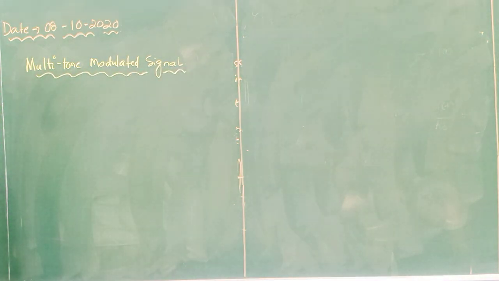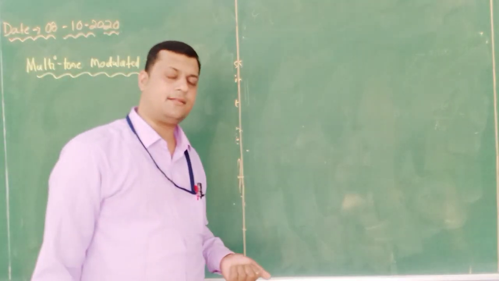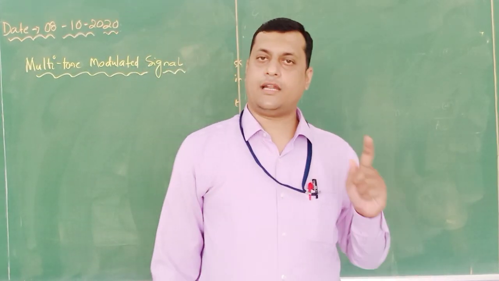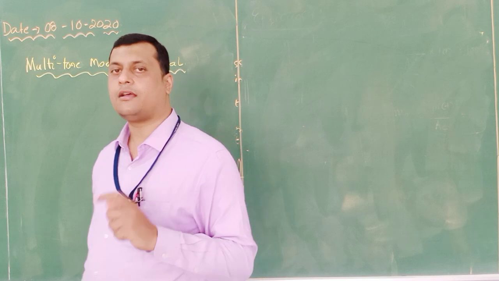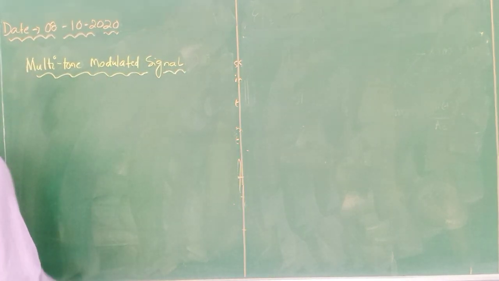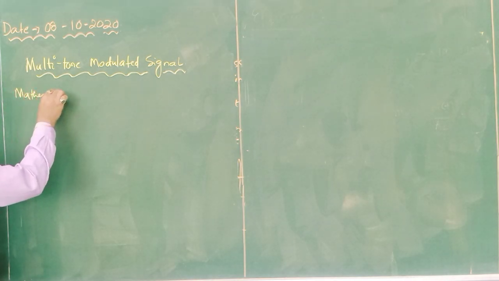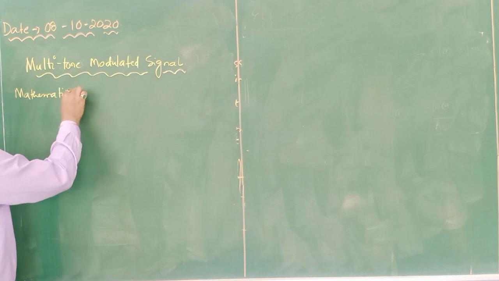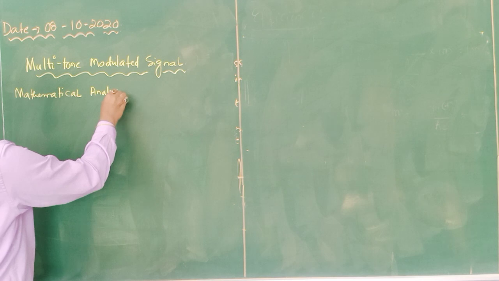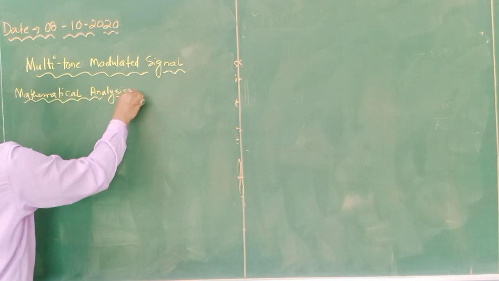So this is the multi-tone signal. Now, as the word multi-tone means, your modulating signal must consist of more than one frequency, with same amplitude or different amplitude. Okay, so let us consider, first I will start with the mathematical analysis, then we will represent the frequency spectrum, and then we will calculate the total transmitted power and efficiency.